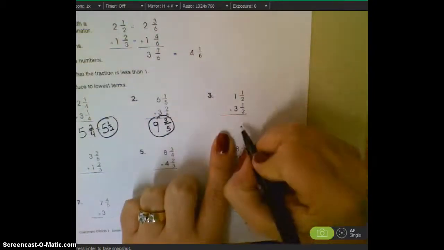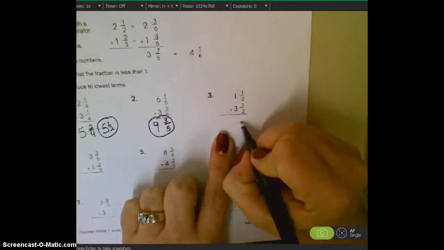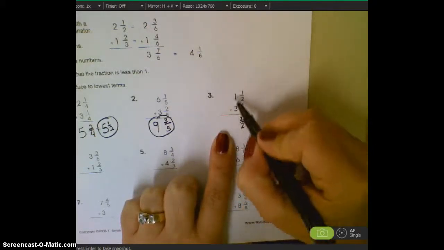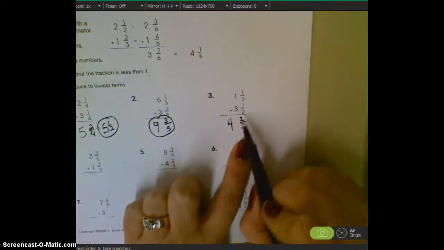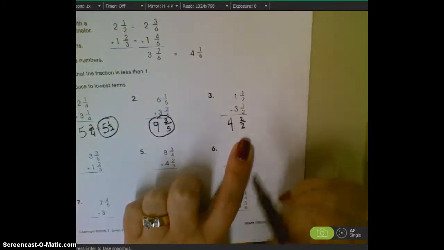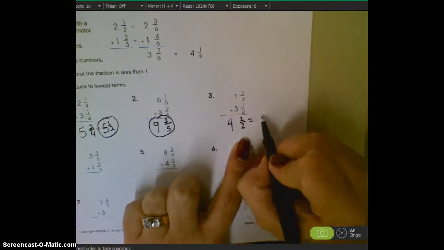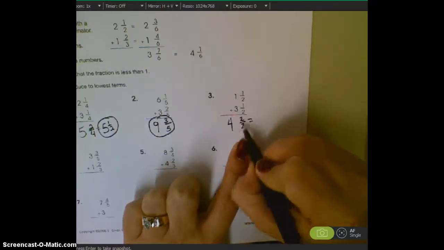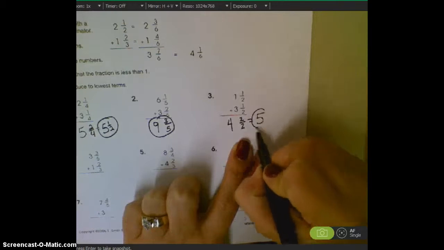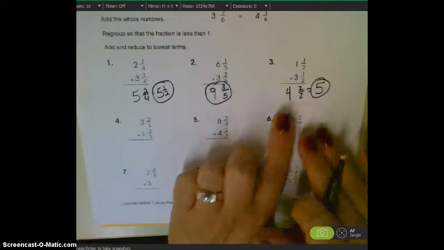This one, we've got a common denominator of 2, and 1 plus 1 is 2. And then we add our whole numbers. 3 plus 1 is 4. We can't leave it like this because we already know 2/2 is the same as 1. So this one, if I change this to 1, now I've got 4 plus that 1 whole right here. It's going to be 5 as our answer.